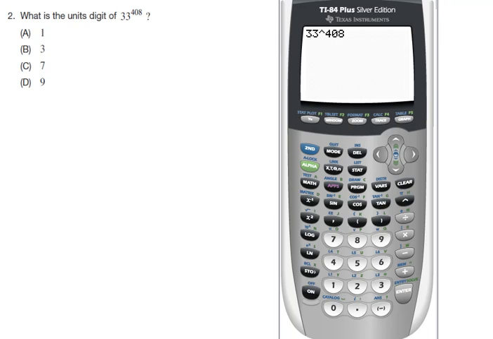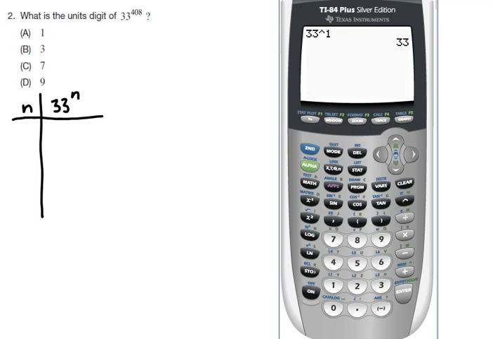And one strategy might be to look for a pattern in the units digit as we go up. So instead of doing 33 to the 408th power, I might do 33 to the first power. And I could even start from 33 to the 0 power. With 33 to the first power, I get 33. Now obviously everybody knows 33 to the 0 power would be 1, and 33 to the first power would be 33. So those really you don't need the calculator for.